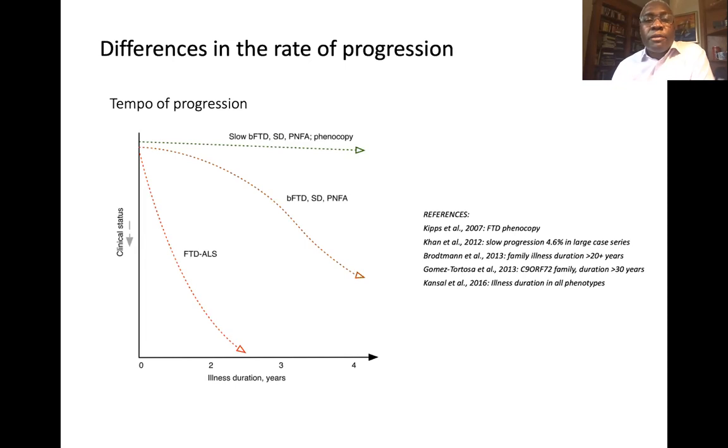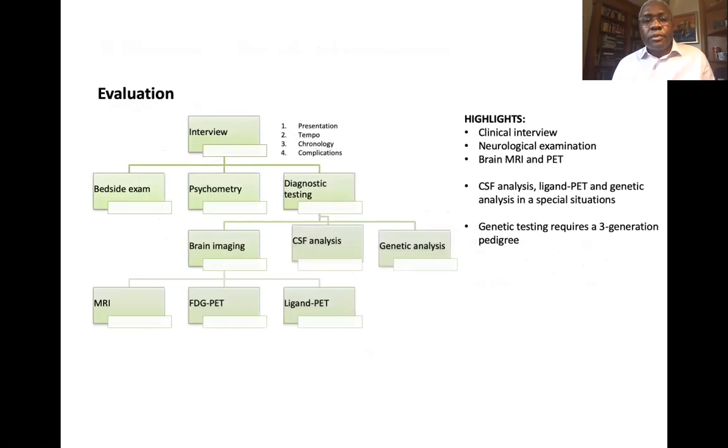So we have regular progression where the life expectancy is 8 to 10 years. We have rapid progression, typical of FTD with ALS, where life expectancy is 2 to 3 years. And we have slow progression FTD, where people can live as long as 30 years with the condition. It's comparatively rare.